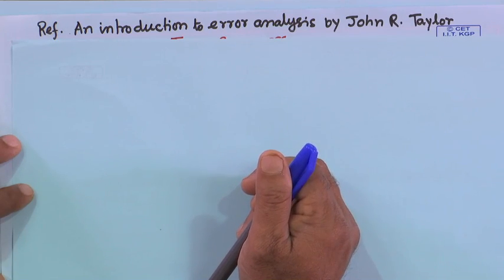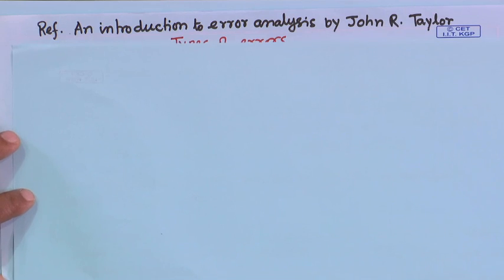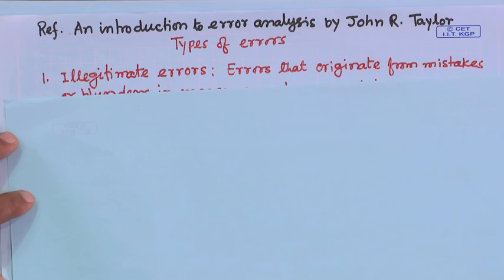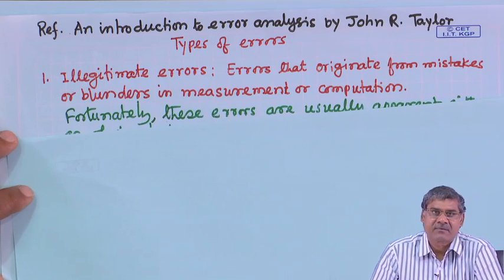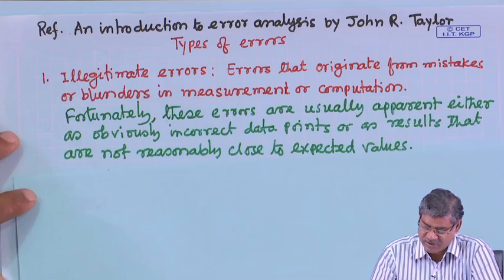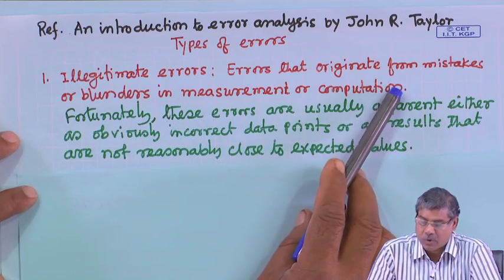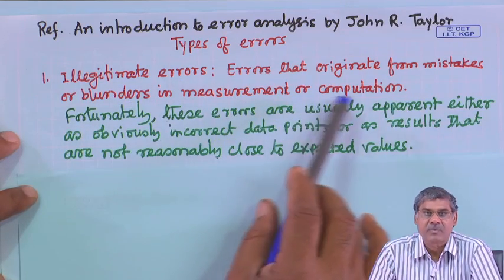So, today I will discuss the types of error. When we do an experiment, what types of error do we face? The first type is illegitimate errors. What is that? Errors that originate from mistakes or blunders in measurement or computation.